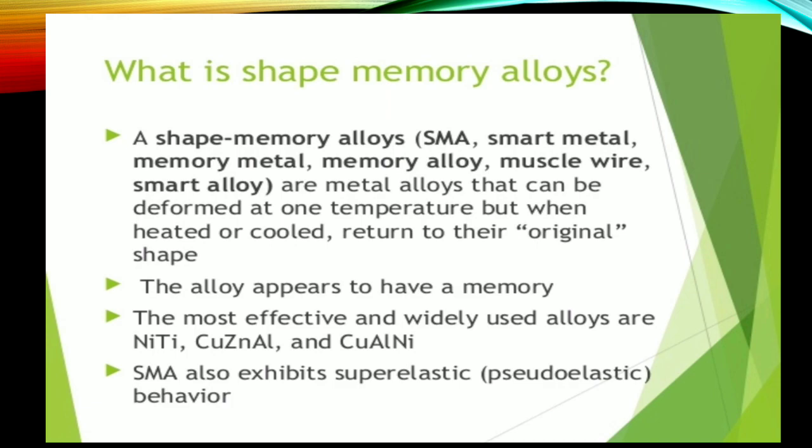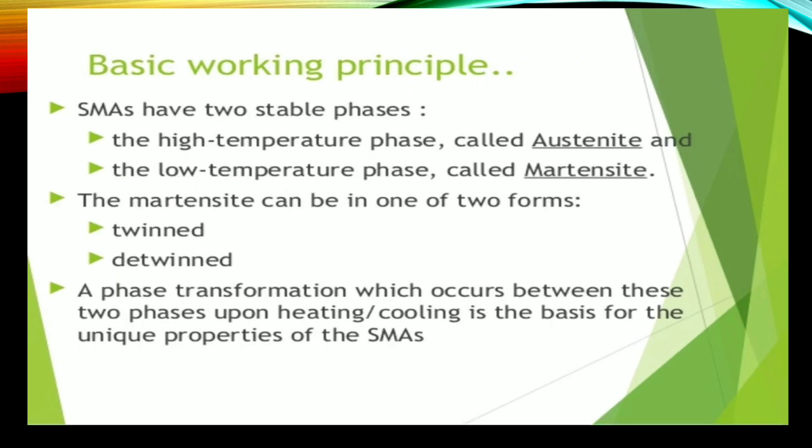Shape memory. A shape memory alloy, or you can say a smart metal, is an alloy that can be deformed at one temperature but when heated or cooled returns to its original shape. The alloy appears to have a memory. A few of the materials used are nickel and titanium. SMA exhibits superelasticity behavior. The basic working principle is that SMA has two stable phases: high temperature austenite and low temperature martensite. Martensite has two forms, twinned and detwinned. The phase transformation between these two phases upon heating or cooling is the basis of the unique properties of SMA.